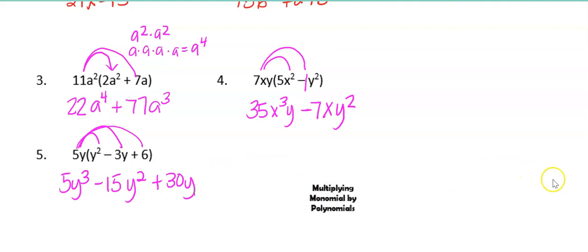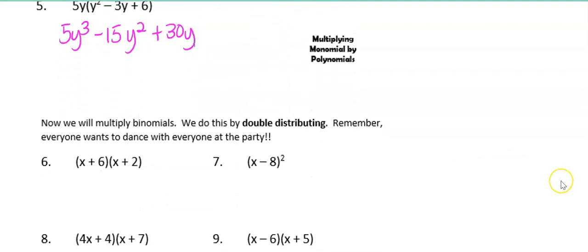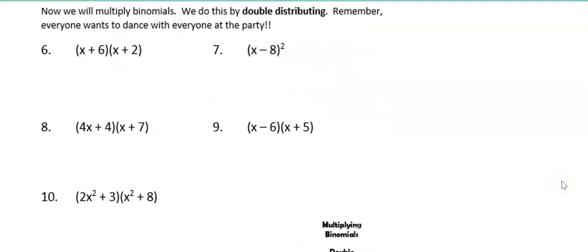So it's just distributive property. And then we take it up a step where we have 2 parentheses right here, which is going to make it double distributing. So everybody wants to go to the party now. So like on problem number 6, x is going to go to the party, and then 6 is going to go to the party. So we're going to have a lot of partying going on here, okay?